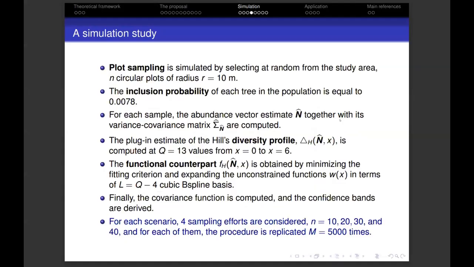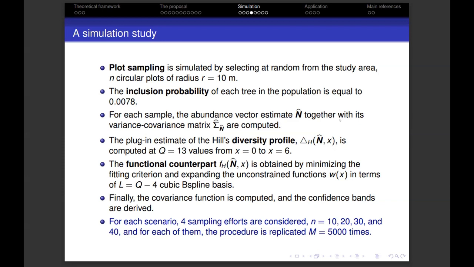So the simulation study is implemented in this way. First of all, we have chosen the plot. We use a circular plot with a radius of 10 meters, and we are able to compute the inclusion probability in order to estimate the abundance vector using the Poisson estimator. For each plot, we are able to estimate both the abundance vector and the covariance matrix of the abundance vector. So we can use a measure of biodiversity.